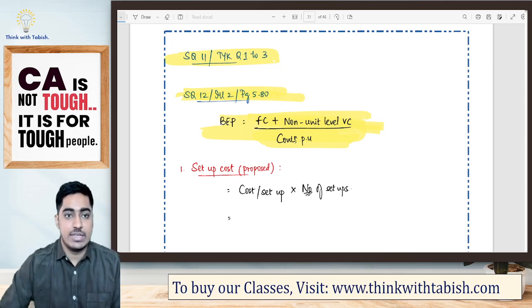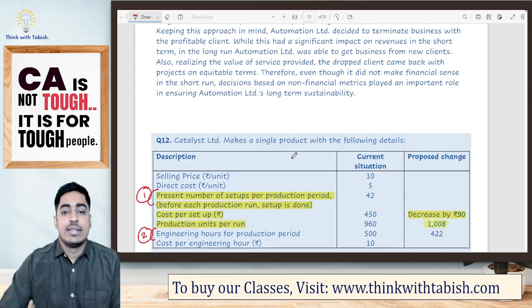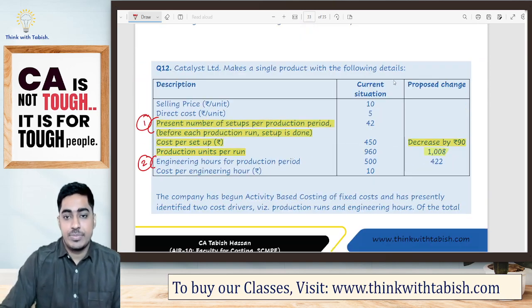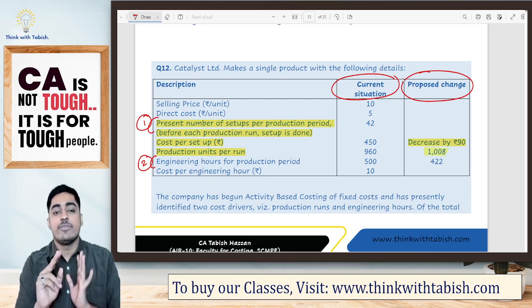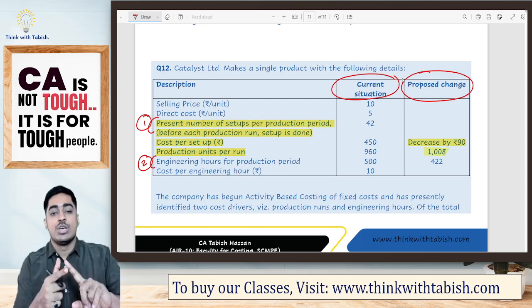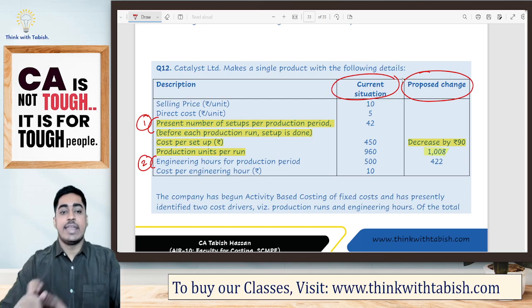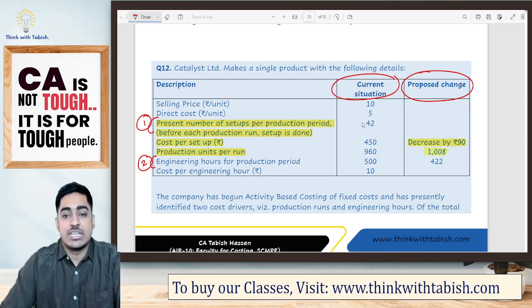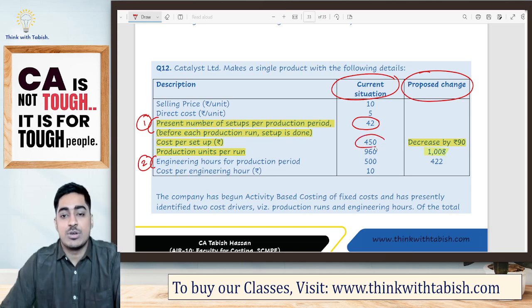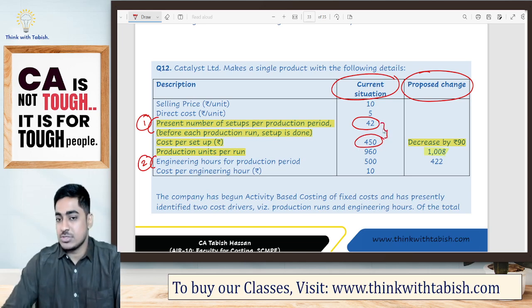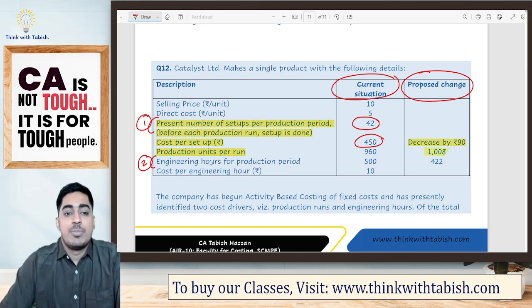Now, what they have given is, current situation is given, proposed situation is given. Yes, 2 different non-unit level variable costs are there. One is my setup cost, next is my engineering cost. Currently what they are telling, number of setups, how many times I am setting up my machine? 42 times. For one setup, how much is my cost? 450. So I will be getting my setup cost.